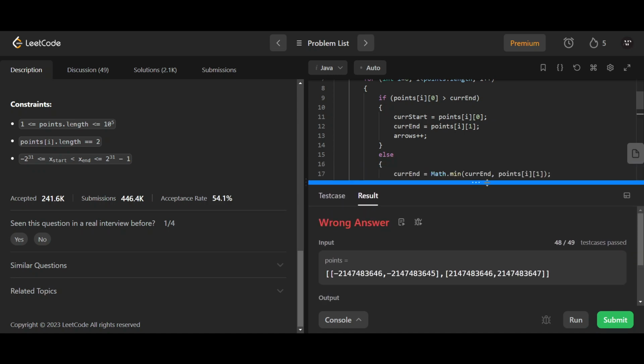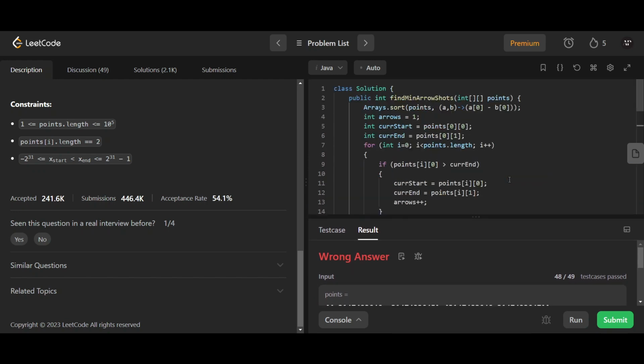Is it because of this subtract logic or what? Like instead of subtracting, could I just compare, if I pass actual compare? So I don't know, Integer.compare, does that work? So Integer.compare points of, sorry, a of 0 and b of 0.